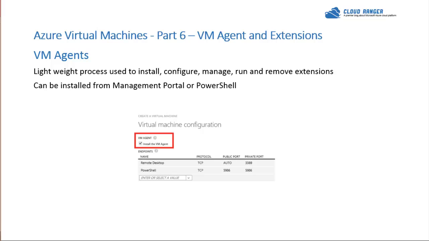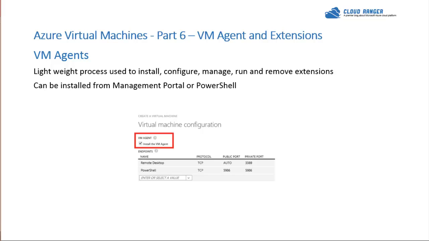The other thing I want to let you know is that when you are building a virtual machine on Azure from the management portal, as you can see in the image over here, it gives you the option to install the VM agent right away. When you're doing this with PowerShell as well, the agent will be installed for you by default. There is a switch you can specify which will make the PowerShell script not install the VM agent. However, by default, it is installed.